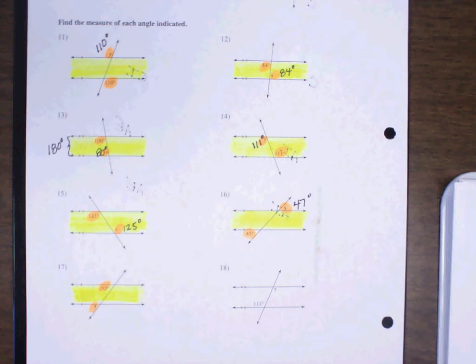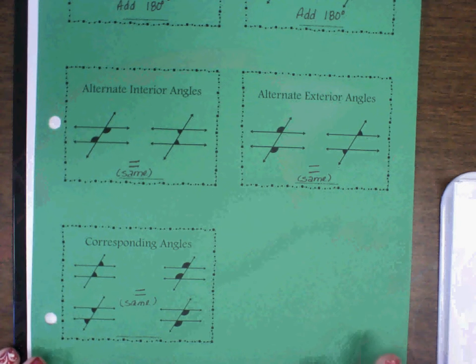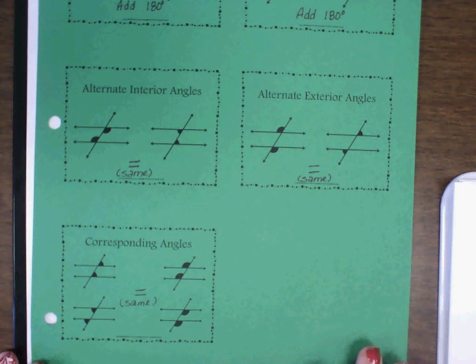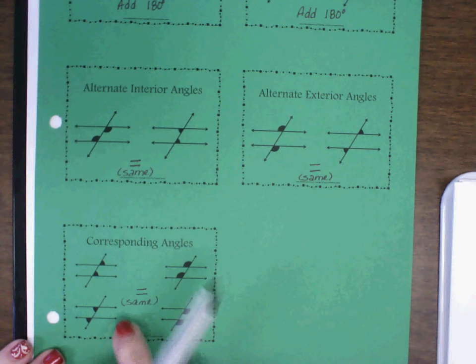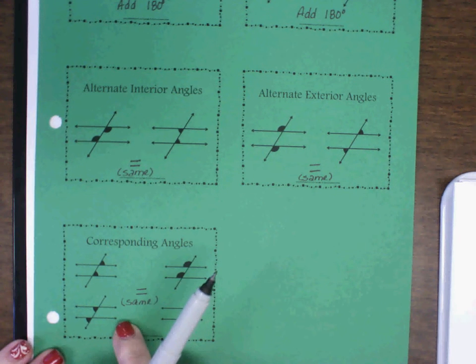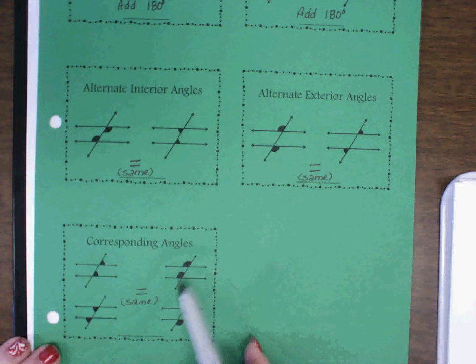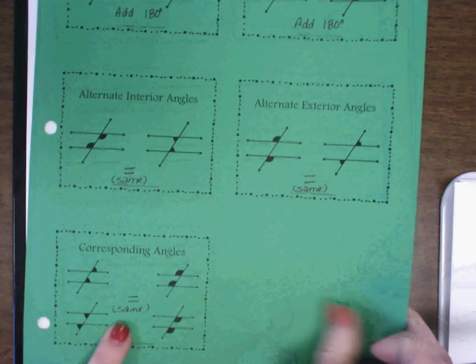Okay, so they're on the same side. One in, one out. So what kind of angles are they? One in, one out. So what are they? What kind of angles are they? Number 17 are corresponding. One in, one out. So they're the same. So this is 53.